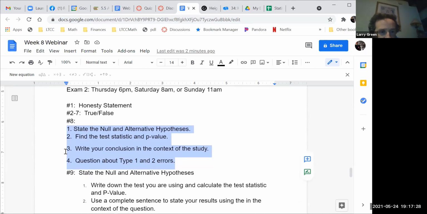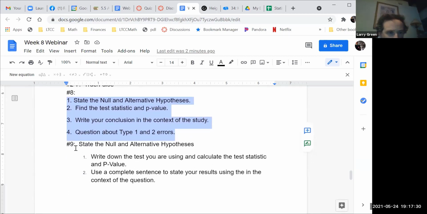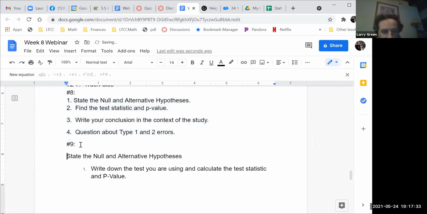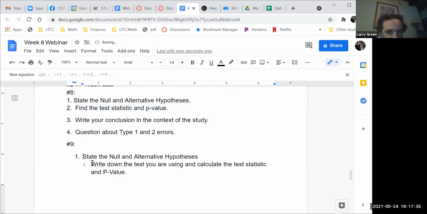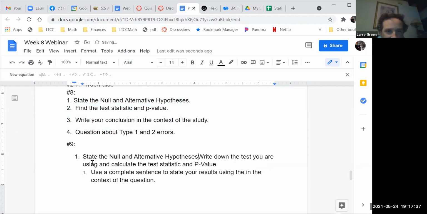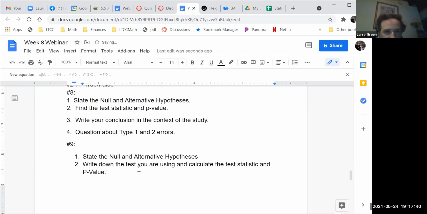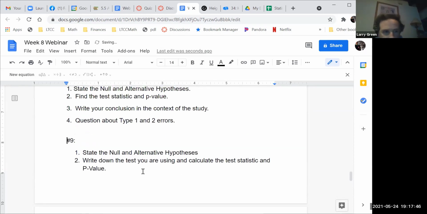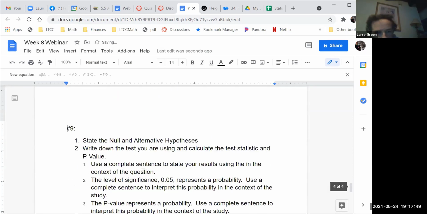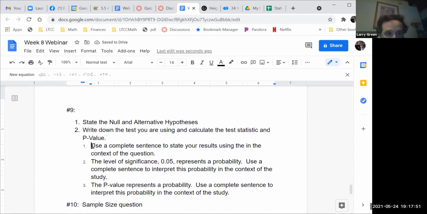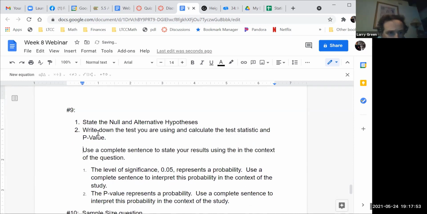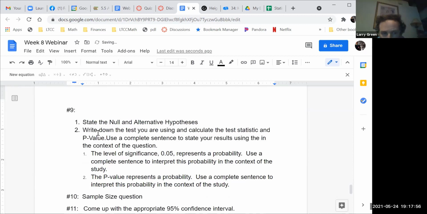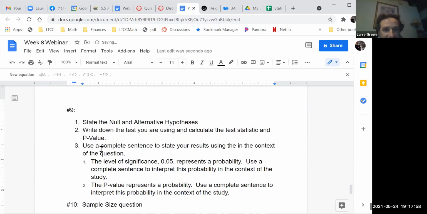Okay, then number 9. And sorry about the numbering. I didn't notice this when I hit copy and paste. Number 1 is state the null and alternative hypothesis. Number 2 is write down the test you're using, calculate the test statistic and the p-value. And just so that we can put it all on the same area. Number 3 is use a complete sentence to state your results using the context of the question.